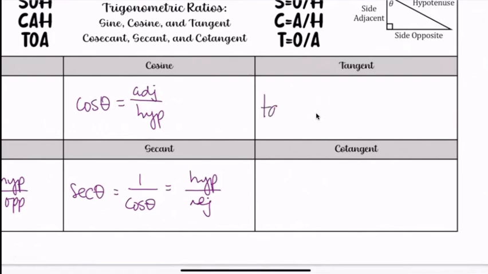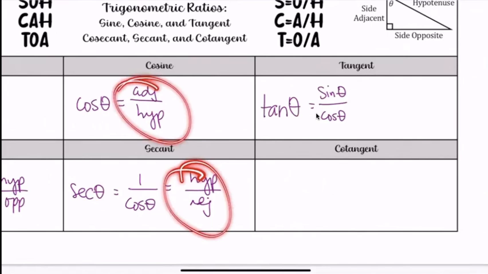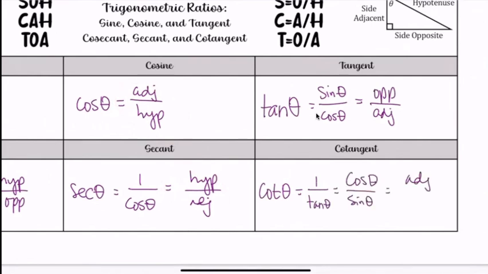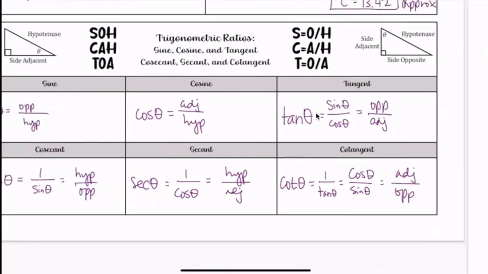Tangent's the only one that doesn't use the hypotenuse. So tan of theta is actually the sine of theta divided by the cosine of theta. And when you write those as fractions like these and work out the math, it ends up being the opposite over the adjacent, because the hypotenuse cancels out. And then cotangent is the reciprocal of tan, so 1 over tan. You could also look at it as cosine over sine, or as adjacent over opposite.